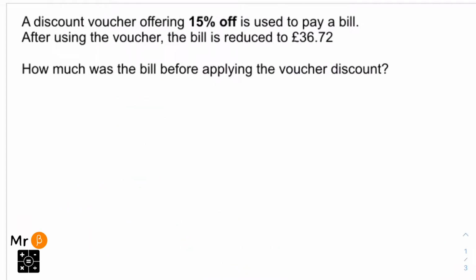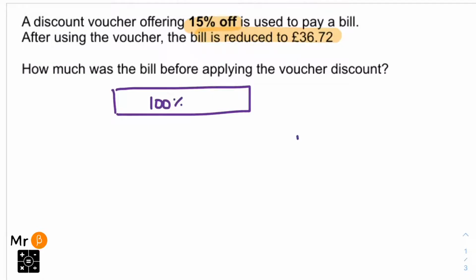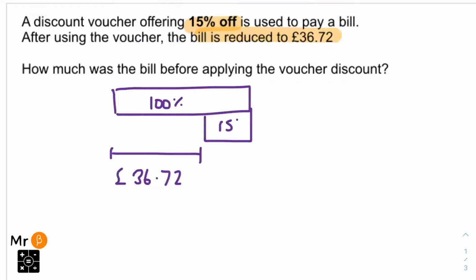So looking at question 4, we've got a discount voucher offering 15% off. And it's been used, and therefore the bill has been reduced to this £36.72. So we've got our original 100% bill amount. We've took off this 15%, and we have paid the price of £36.72. So if we think about what percentage must be left, if you do 100, take away 15, that gives you 85%. So that 85% must be equal to the price that you've paid, the £36.72.